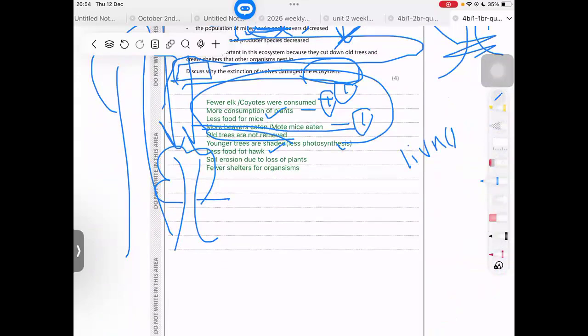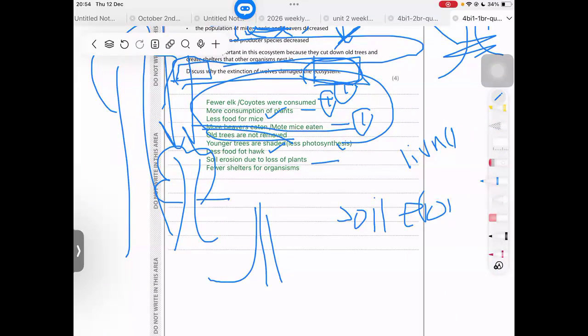Due to the loss of plants, when plants are being removed or cut down, there will be soil erosion. Now that is an abiotic factor because they're asking about the ecosystem. You can mention the soil erosion as well over here. So soil erosion will happen due to the loss of plants.